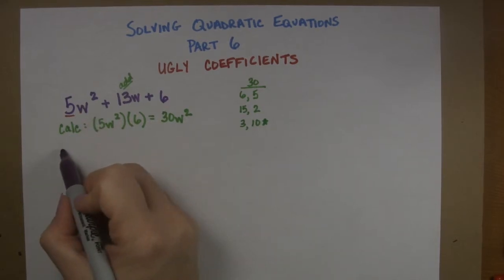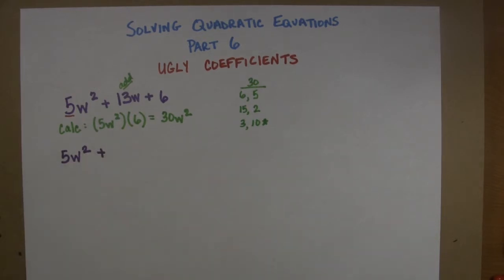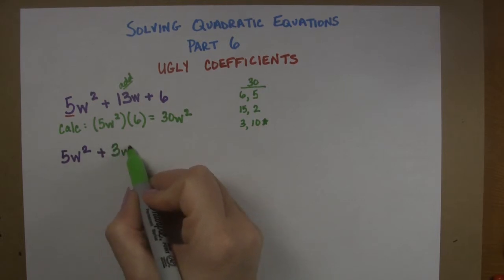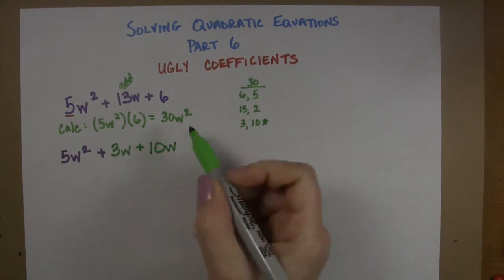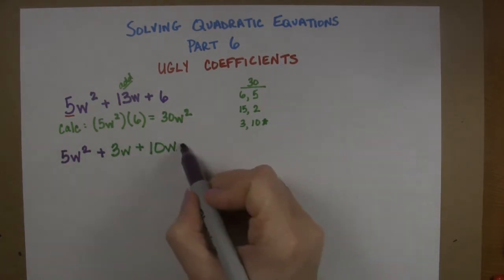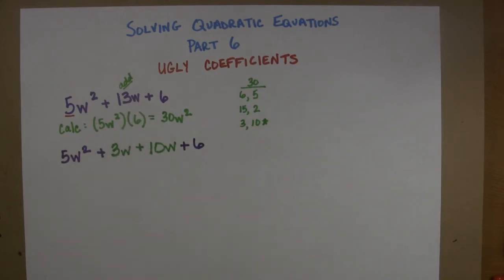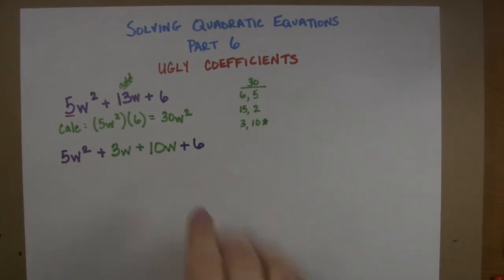So now, watch what I do. I rewrite my original problem, 5w squared plus, and I break this 13 up into these two numbers. So this becomes 3w, so I'm keeping the w, plus 10w, and then I do the plus 6. So that's what I've changed here. I changed my 13w into 3w plus 10w. Now I have a polynomial with 4 terms. You're thinking, Mrs. DeLisi, you are not making this problem easier. You are making this problem harder. Yes, I know you think that, but hold on, dear one.